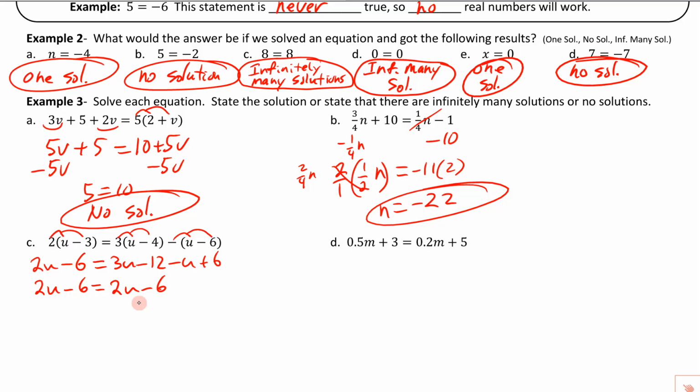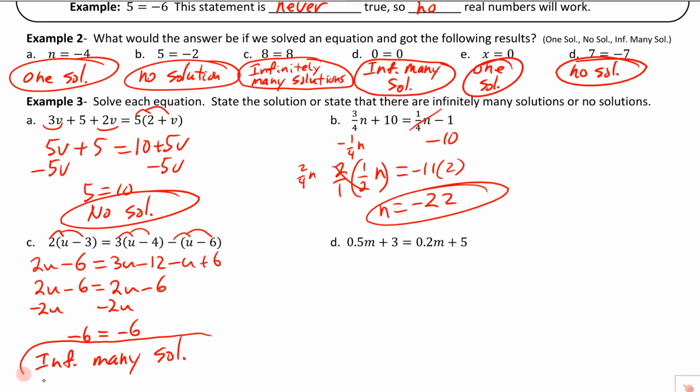So let's just double check. If we've got a choice of moving a 2u or a 2u, we're going to subtract 2u. So we end up with negative 6 equals negative 6. Again, that's a true equation. That's always going to be true. So what we write is infinitely many solutions.